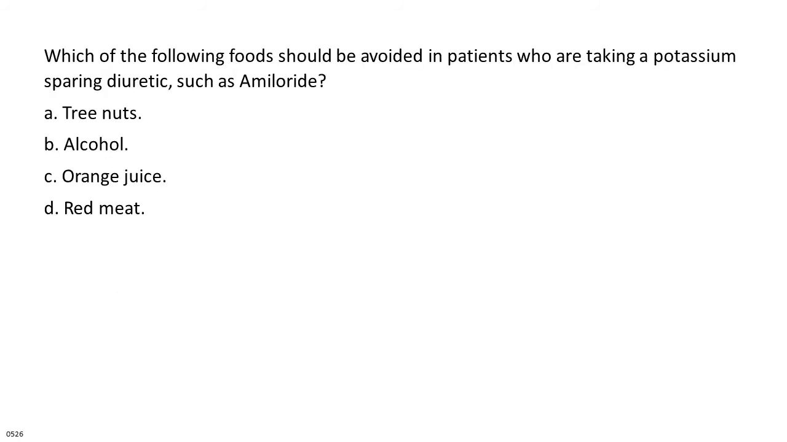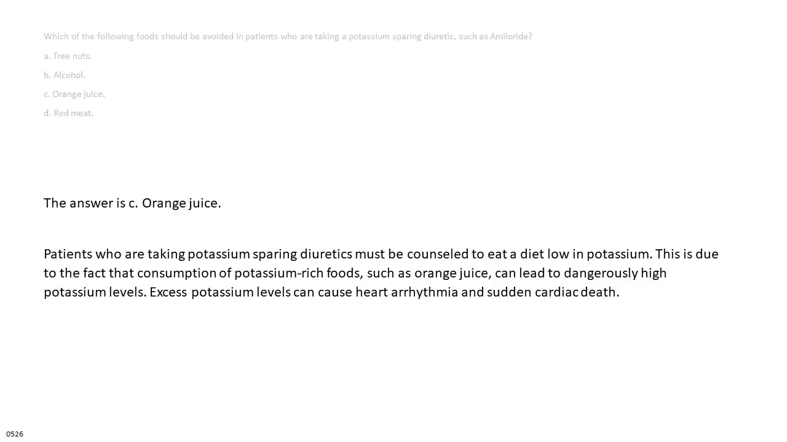Which of the following foods should be avoided in patients who are taking a potassium-sparing diuretic, such as amiloride? A. Tree nuts. B. Alcohol. C. Orange juice. D. Red meat. The answer is C. Orange juice.